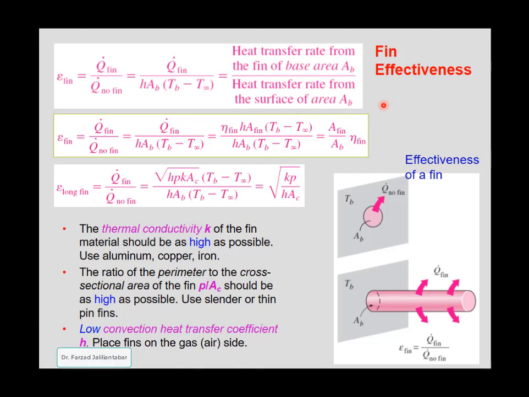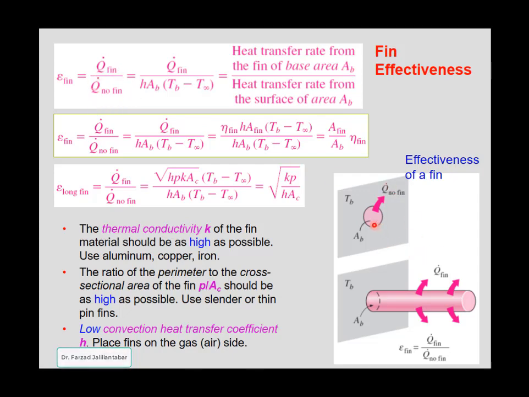After calculation of the thermal efficiency of the fins, we should see if our fin can be used effectively to increase the rate of heat transfer from the object for our purpose. So we should calculate the rate of heat transfer when we have a fin and divide that by the heat transfer rate from the surface of area AB when we don't have a fin.